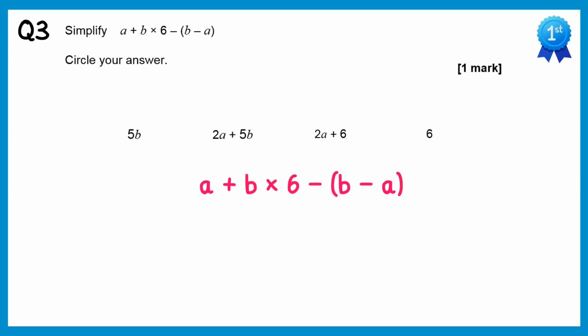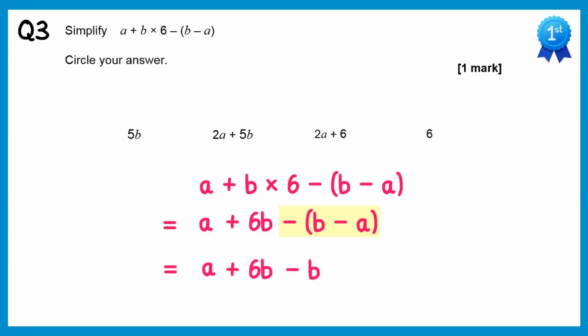For this question, we'll start by multiplying the b and the 6 in the middle. So we have a, b times 6 is 6b, and then we've got this final bracket. Now we'll look at the bracket at the end. So we've got a plus 6b, and then we've got minus b, and then the negative multiplied by the other negative makes the a positive, so it's positive a. We can then simplify by collecting like terms, so a add a is 2a, and 6b minus b is 5b, so the answer is 2a plus 5b.